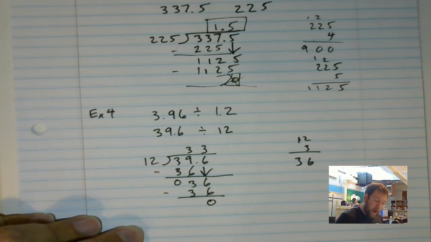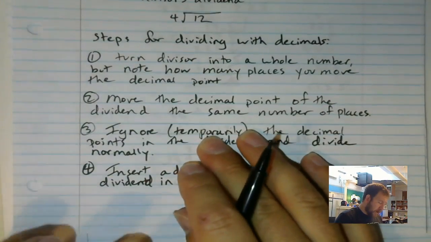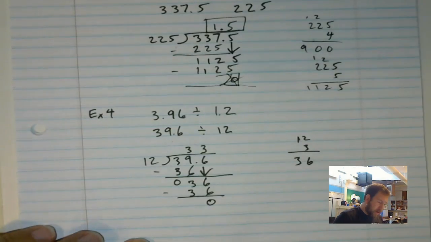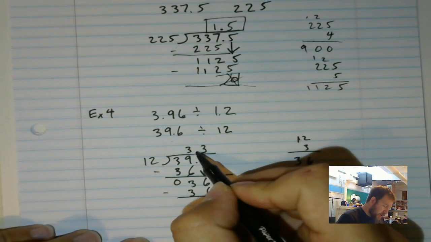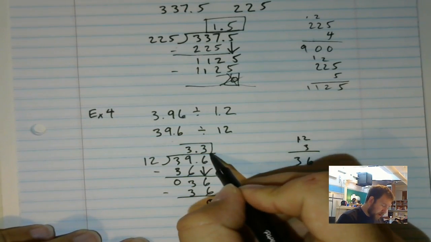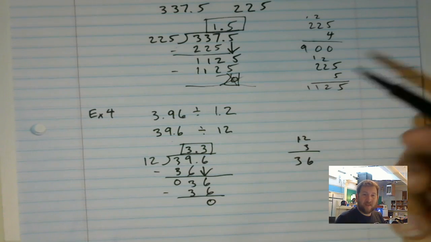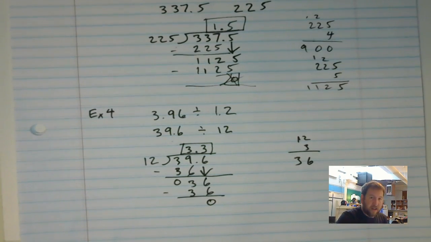But before I write my answer, I've got to look at step number 4. Insert a decimal point directly above the dividend. So if I have my decimal point here, I have to stick it right in here. So now my answer is 3.3. And that gives me my total of how many things fit in there.